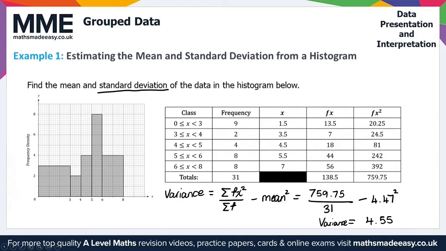So let's work out the standard deviation. Remember, we just take the square root of the variance. So the standard deviation is equal to the square root of 4.55. If we evaluate this on our calculator, we get 2.13. That gives us our solution to example 1 on grouped data.